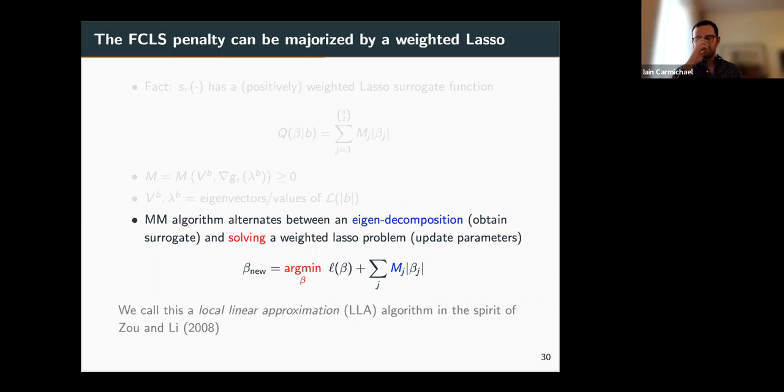And so there's a number of existing papers that do similar things for entry-wise concave penalties, and they call this the local linear approximation algorithm. So in the spirit of some of this existing literature, I'm going to refer to this as the LLA algorithm, the local linear approximation algorithm.